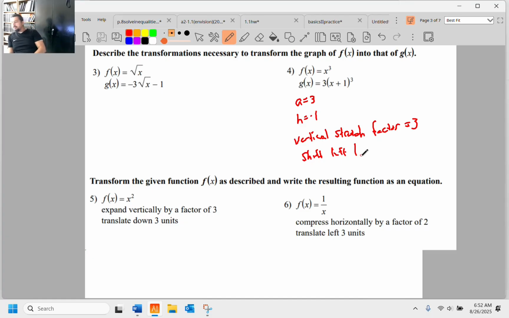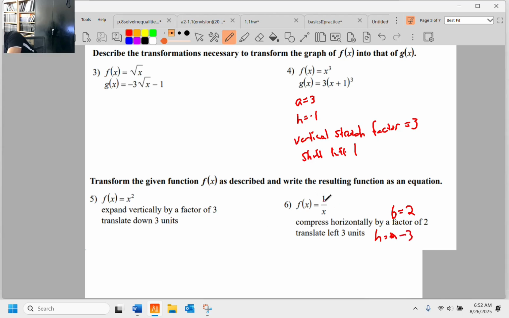Transform the given function as described and write the resulting function as an equation. You're supposed to compress horizontally by a factor of 2. To compress horizontally by a factor of 2, you literally have b equals 2. Whole numbers do the opposite. It doesn't stretch it horizontally, it compresses it. And then translate left 3 units. So it's telling me that h is negative 3.